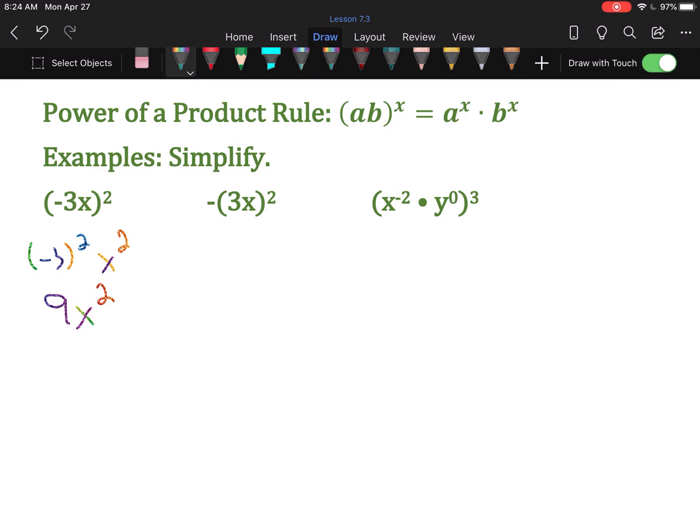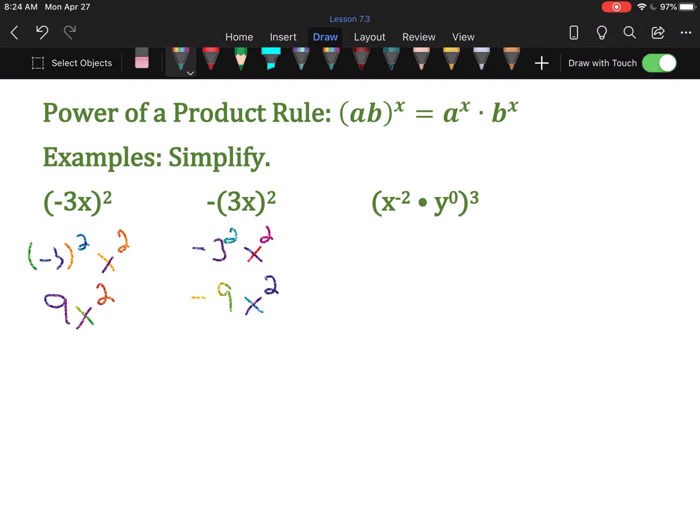The next example moves the negative sign outside the parentheses, which just means it exists. It doesn't go away ever. I still give the 2 to both 3 and x. 3 squared is still 9. It's just that because the negative sign was moved outside of the parentheses, it exists. It doesn't go anywhere.